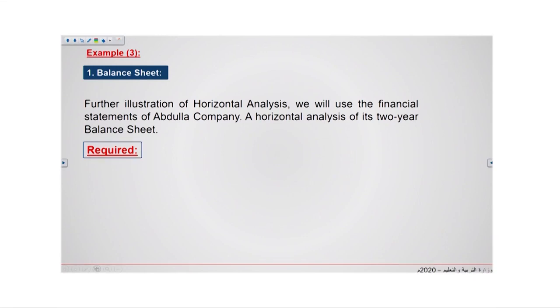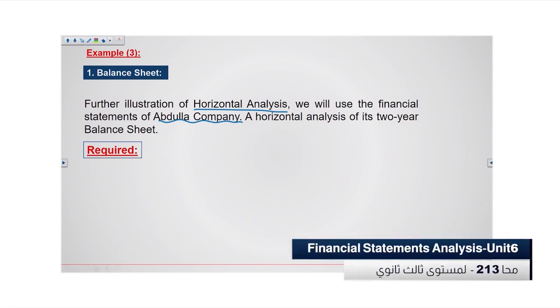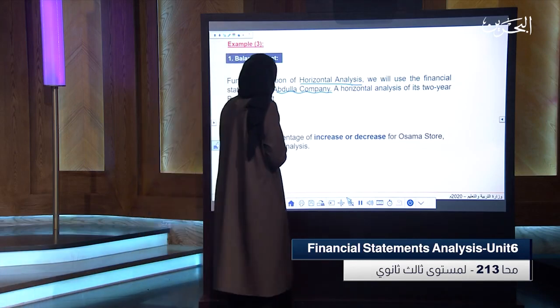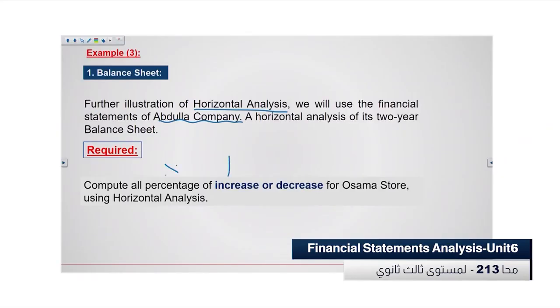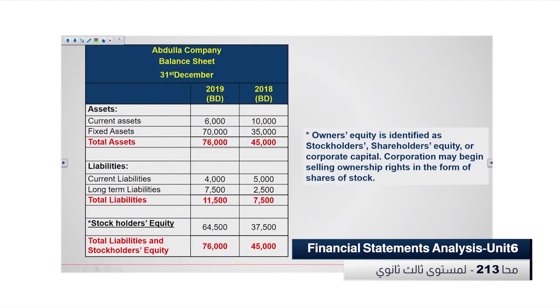Okay, let's see example 3. Let's apply the horizontal analysis for the balance sheet. Further illustration of horizontal analysis: we will use the financial statement of Abdullah Company, a horizontal analysis of its 2-year balance sheet. Required: compute all percentage of increase or decrease for Osama store using horizontal analysis. Okay, let's see the balance sheet.